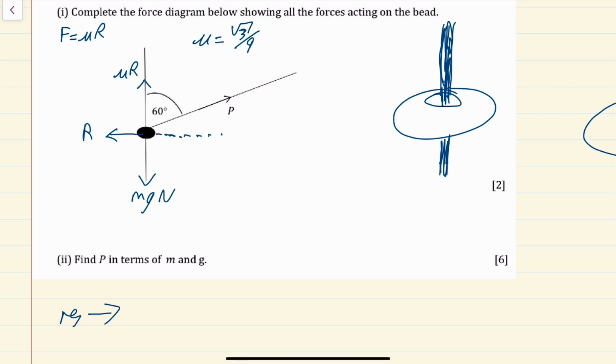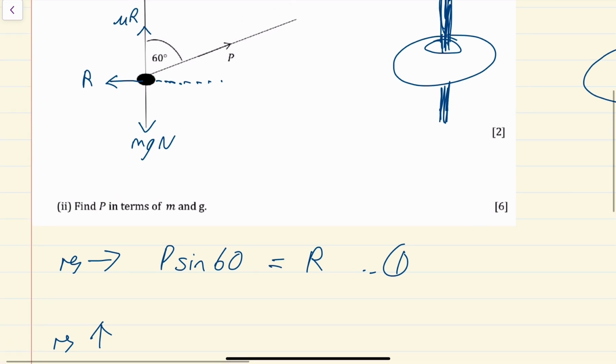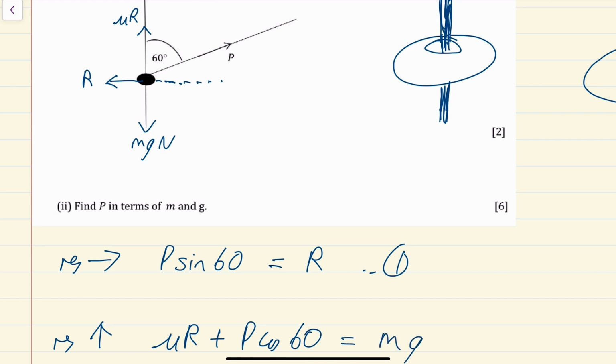There's only two things we can do. We can resolve horizontally, and we do this. We put our force to the right equal to our force left. I'm just going to say P sin 60. We use sine because we don't have the angle, so it's P sin 60, and then that is equal to, horizontally to the left, R. So that's all you have got. Call that equation 1. Now what you can do is resolve vertically. I've got my μR going vertically up, also P cos 60, and then that is equal to my mg.